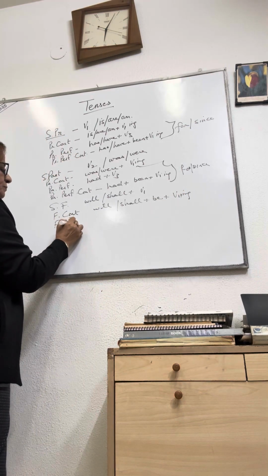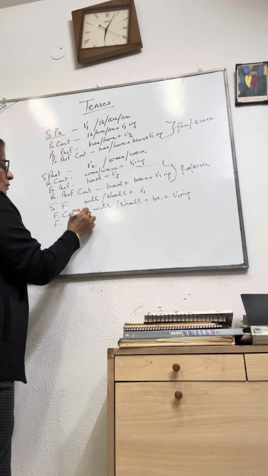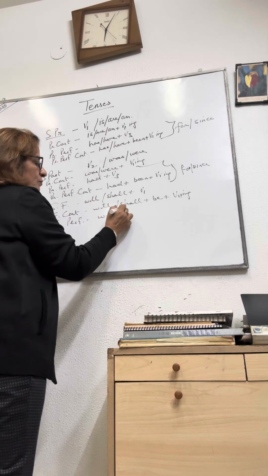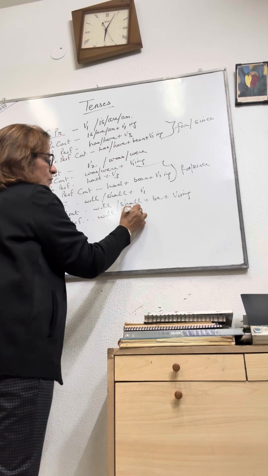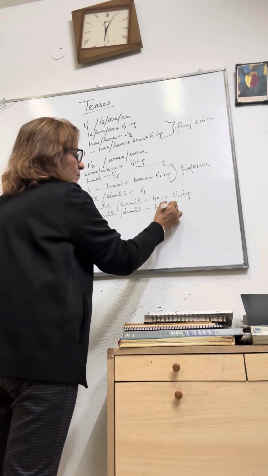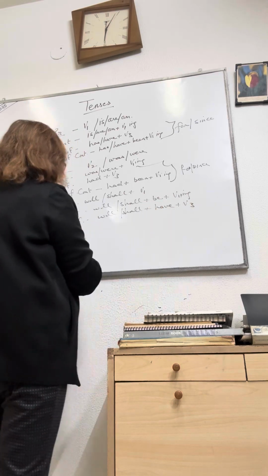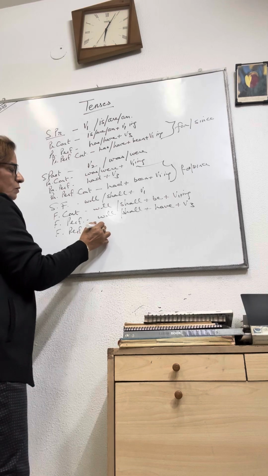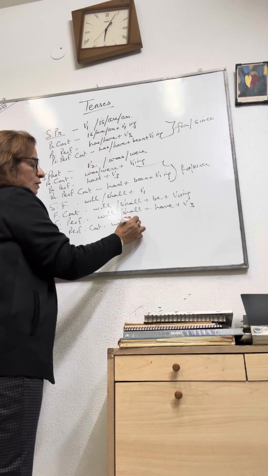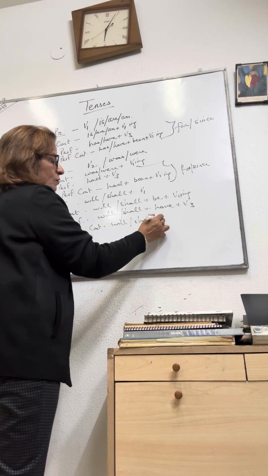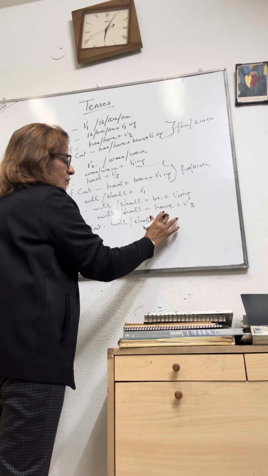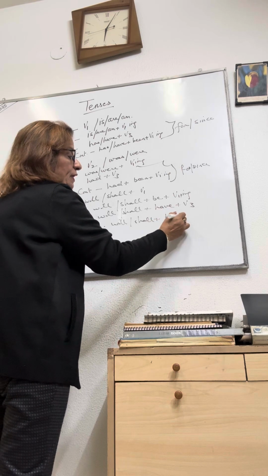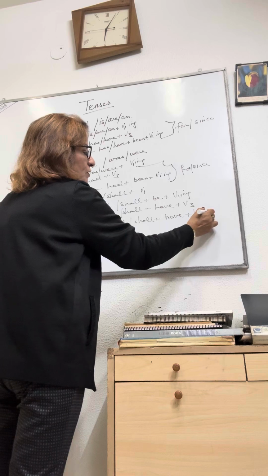Future perfect: will, shall plus have plus V3. And future perfect continuous: will, shall plus have plus been plus V1 ing.